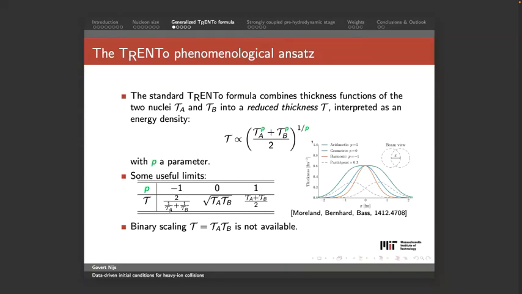For p equals minus 1 you get what's called the harmonic mean. And for p equals 0, it's a bit of a weird limit, but you get the square root of TA TB. And what you can already see here is that there's no setting that gives you binary scaling, or in fact any other power other than the square root.